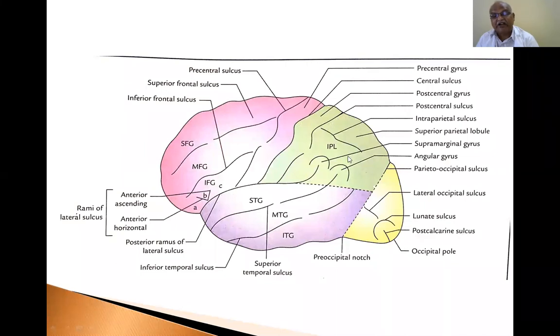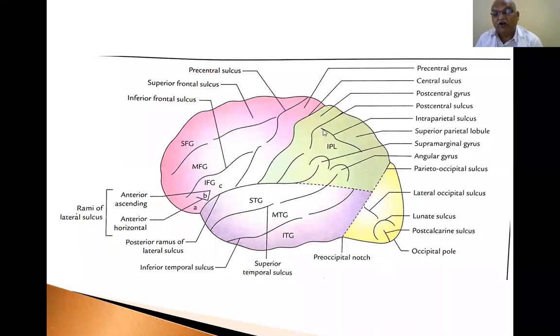So this entire parietal lobe is in green color. This is yellow color. This is purple color. This is violet color. So there is a color difference of lobes: frontal lobe in one color, parietal lobe in one color, occipital lobe in one color, and temporal lobe in another color. If you appreciate the colors, you can easily identify the diagram.